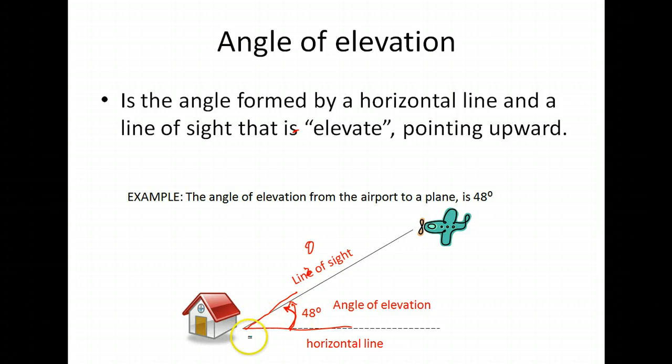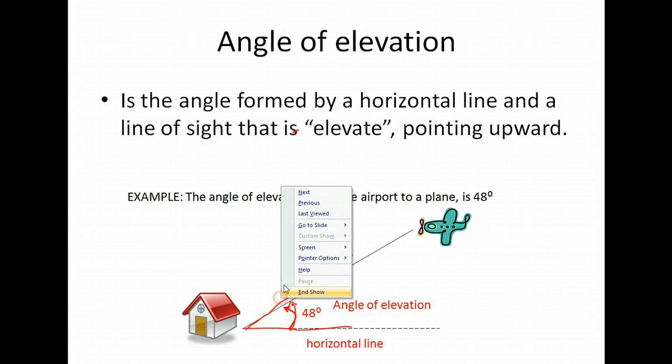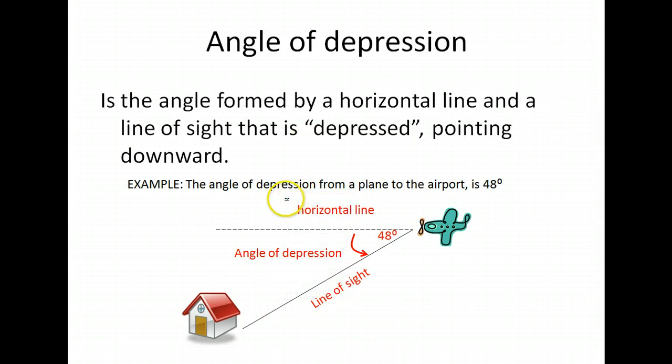If you are at an airport looking up towards a plane, the angle you're looking up is an angle of elevation. Angle of depression, on the other hand, is an angle formed still by a horizontal line, but it's formed by a horizontal line and a line of sight that's depressed or pointing downward. Okay, so this is an example of an angle of depression.